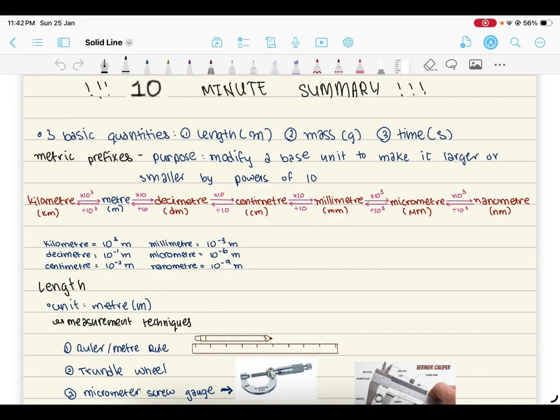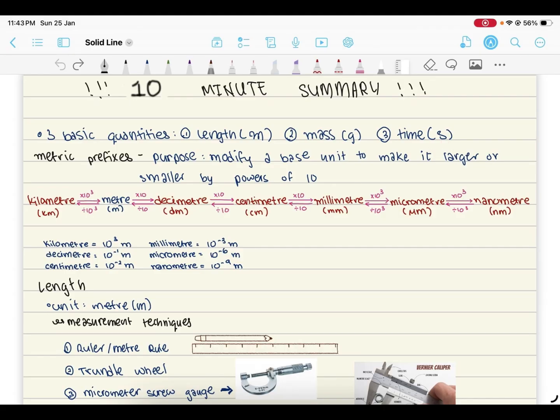So everyone, since some of you might not have enough time to watch the full video, here is a quick 5-minute summary. Okay, so before measurement can be made, a standard or unit must be chosen. And in physics, we have three basic quantities. Which is length, which has a unit meter represented as m, mass, which has unit gram represented as g, and time, which has unit seconds represented as s.